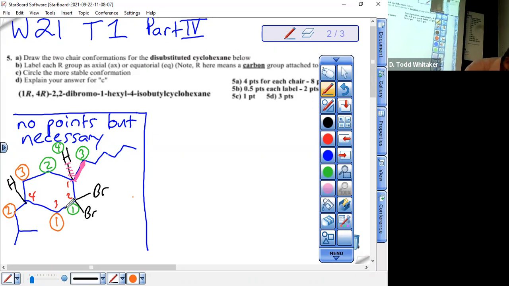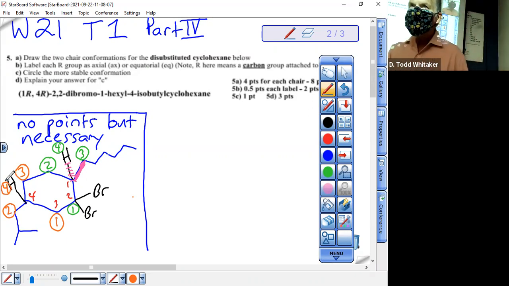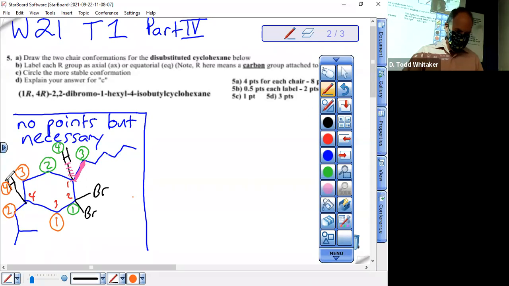And I was double lucky. What do I mean by that? Number 4 is also supposed to be R. And it currently is clockwise. So the 4 group is going to go on a dash. The 3, yep, the wedge.